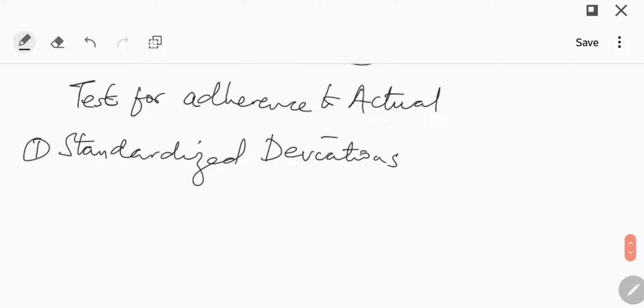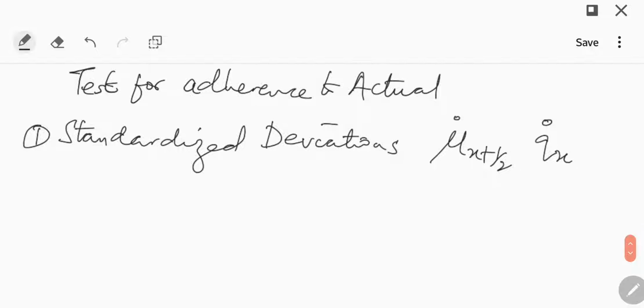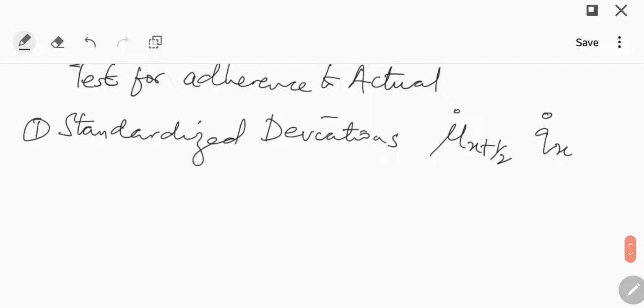Depending on whether I've used the Poisson distribution to estimate the graduated rates or a binomial distribution to estimate the graduated rates qx, I will be using a standardized deviations test. For the standardized deviation test, I'm looking at, for each age, the actual number of deaths.